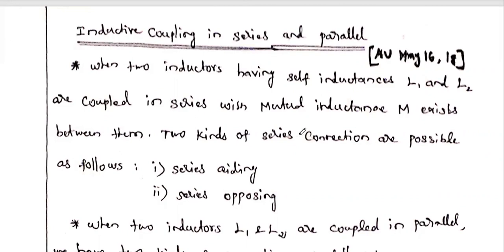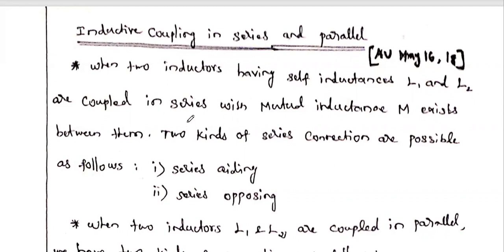In the previous video we discussed the multi-winding circuit, that is, where more than two or three inductors are connected in some series manner, and how to calculate the equivalent inductance. That is also a very important university 2-mark problem as well as an 8-mark problem. If you want to learn that, I will give the link in the description box, you can refer to it.